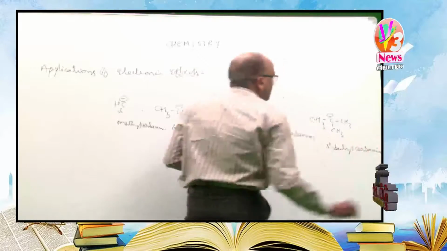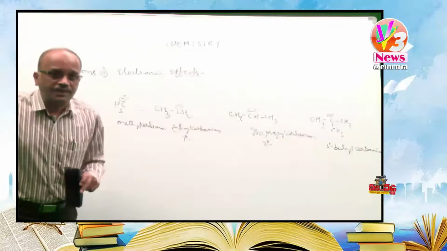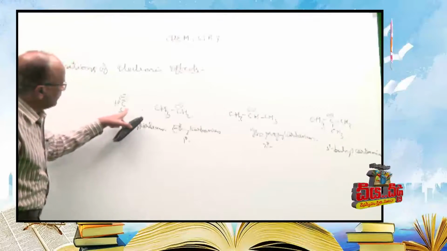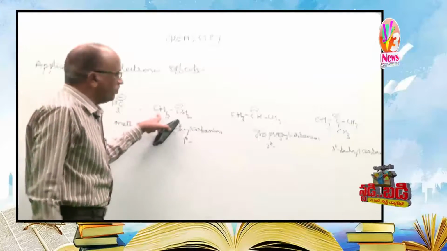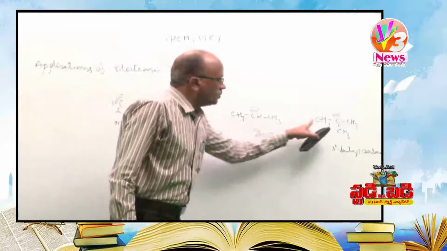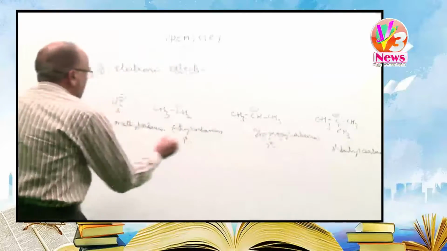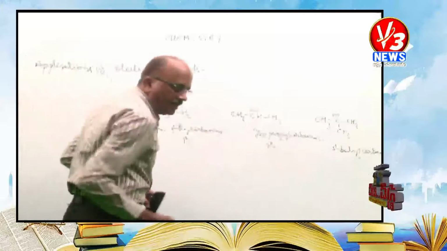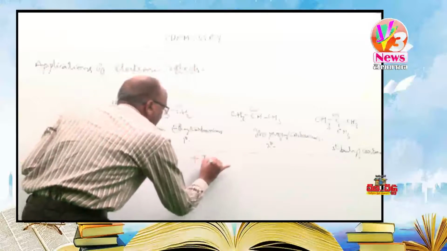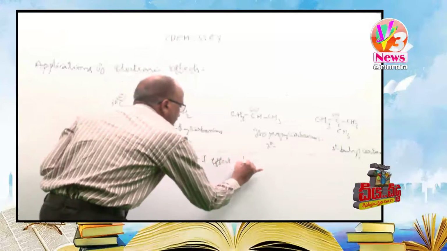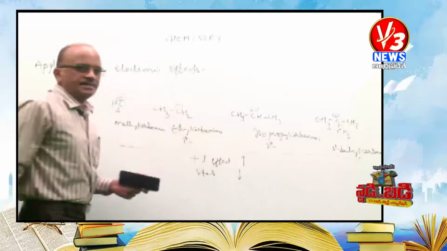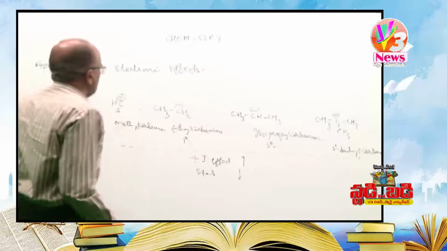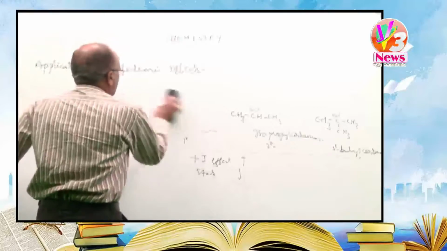Now already you know that methyl groups show plus I effect. So if you observe this one, there is no other methyl group, means no plus I effect. Here 1 methyl group, here 2 methyl groups, here 3 methyl groups. Then from methyl carbanion to tertiary butyl carbanion, plus I effect increases. When plus I effect increases, stability decreases. Then we will take some more examples.